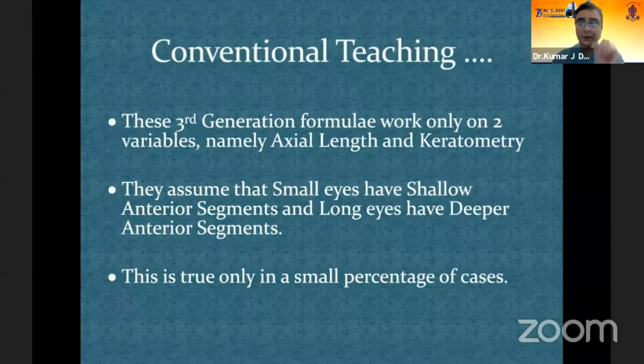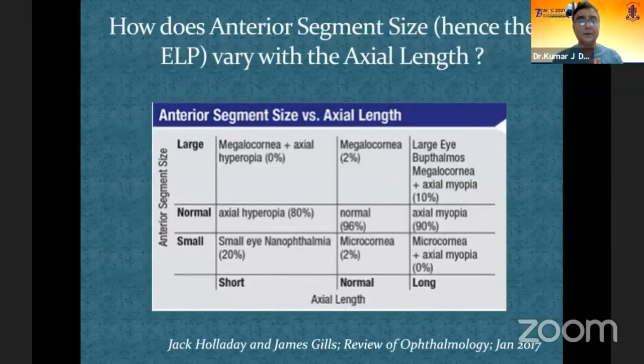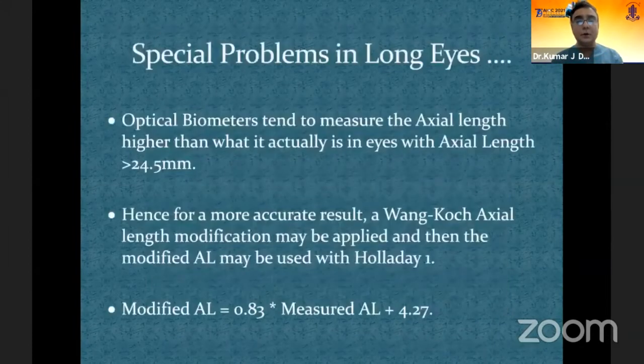But this is true in a very small percentage of people. So here, if you look on the left side, anterior segment size, large, normal, and small, and you look at megalocornea, and in the center, short eye, normal eye, and long. So you can actually see from this chart how much variability there is in anterior chamber depth, not only depending on the axial length. So we cannot go as a blind procedure that yes, all short eyes have a small or a narrow anterior chamber.